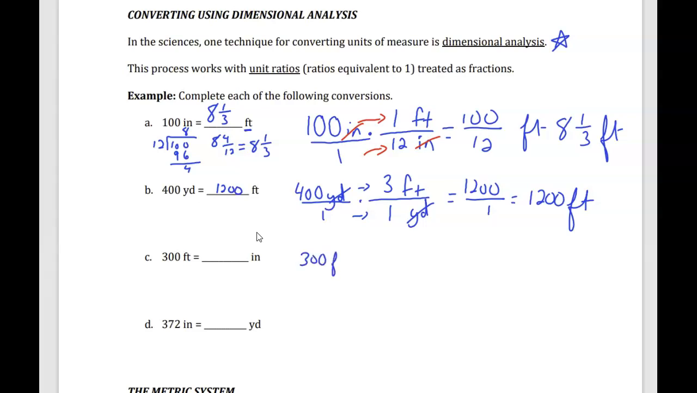We start with 300 feet, and we're going to inches. So we're going to put feet on the denominator. We want to go to inches. So 1 foot is 12 inches. So the units of feet will cancel. 300 times 12 will give us 3,600 inches.